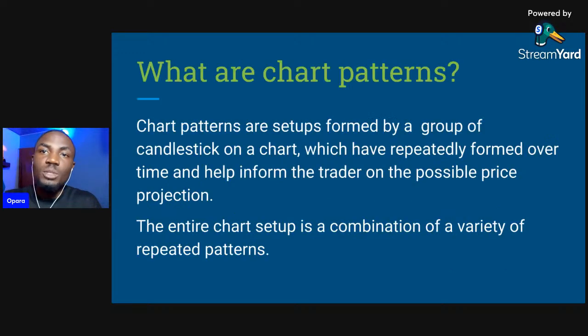So what are chart patterns now? Chart patterns are setups formed by a group of candlesticks on a chart, which have repeatedly formed over time and help inform the trader on possible price projection. In the last video we spoke about candlestick patterns. Candlestick patterns are when 2 or 3 candlesticks come together to form a specific structure that informs possible price movement. Now, when these candlesticks are more than 3, it begins to form a chart pattern.